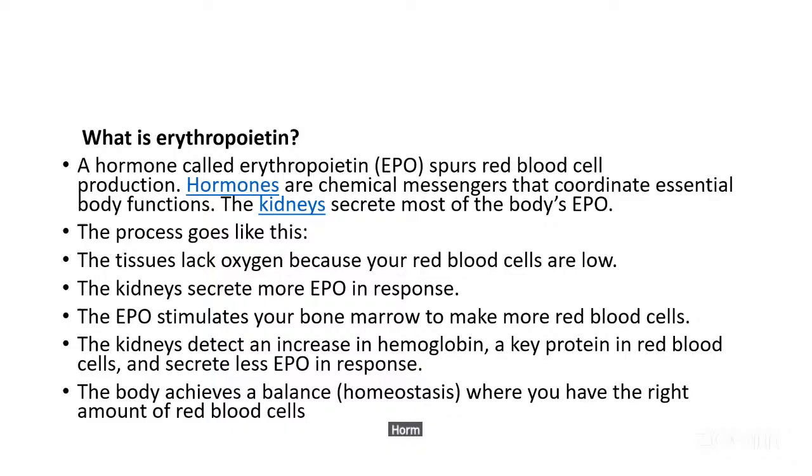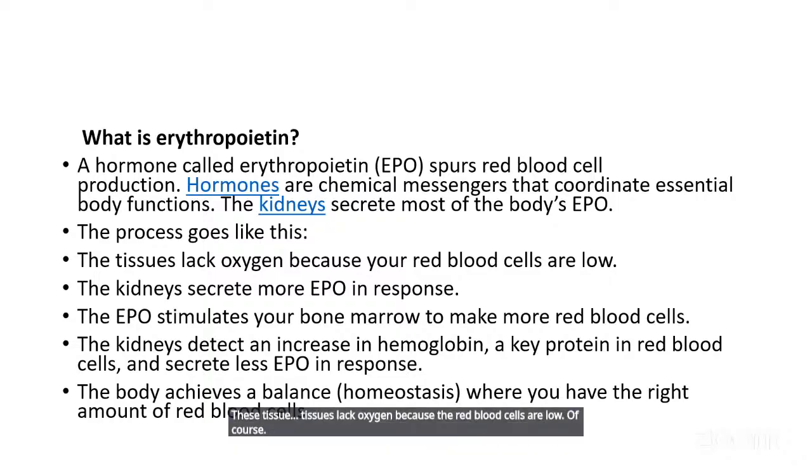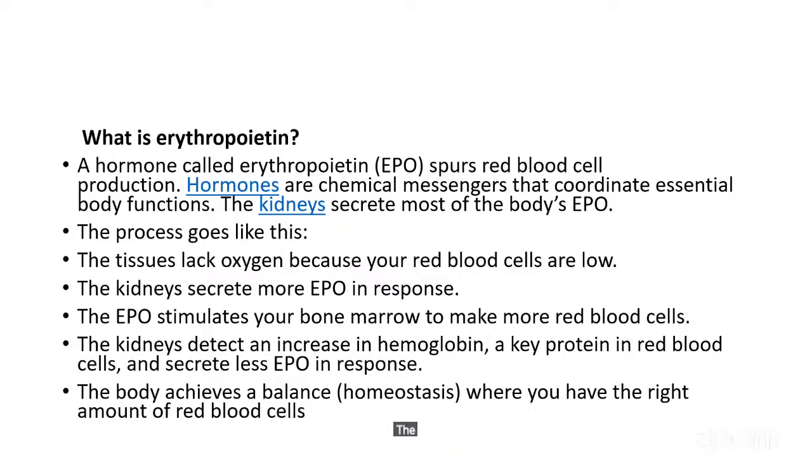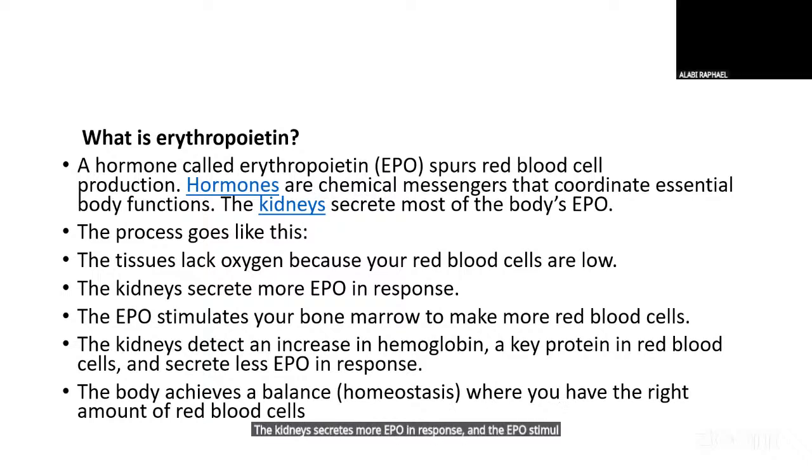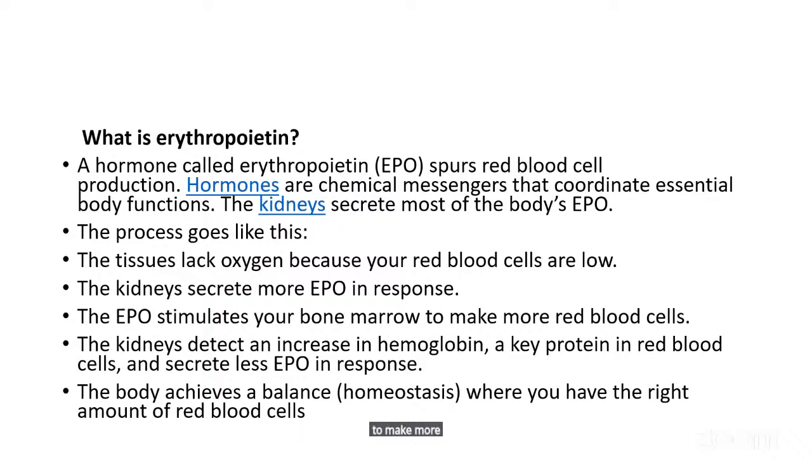Hormones are chemical messengers that coordinate essential body functions. The kidneys secrete most of the body's EPO, that is erythropoietin. The process goes like this. The tissues lack oxygen because the red blood cells are low. The kidneys secrete more EPO in response, and the EPO stimulates our bone marrow to make more red blood cells.